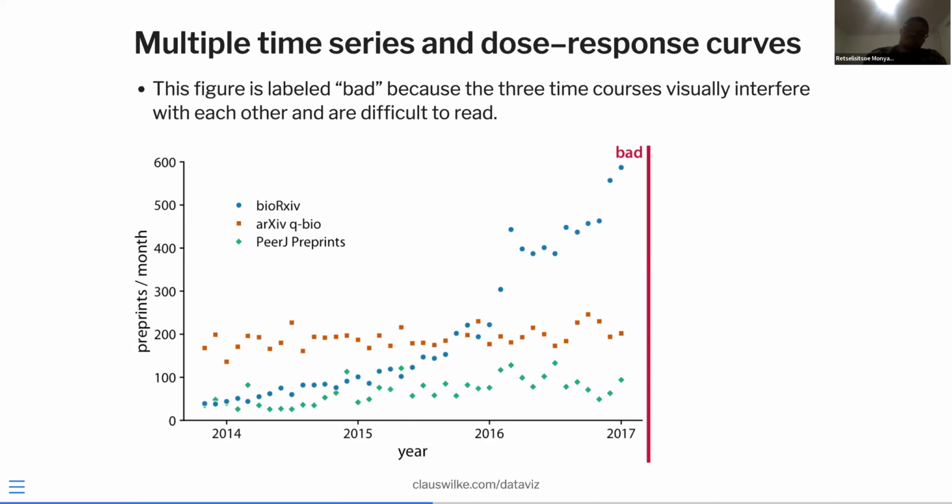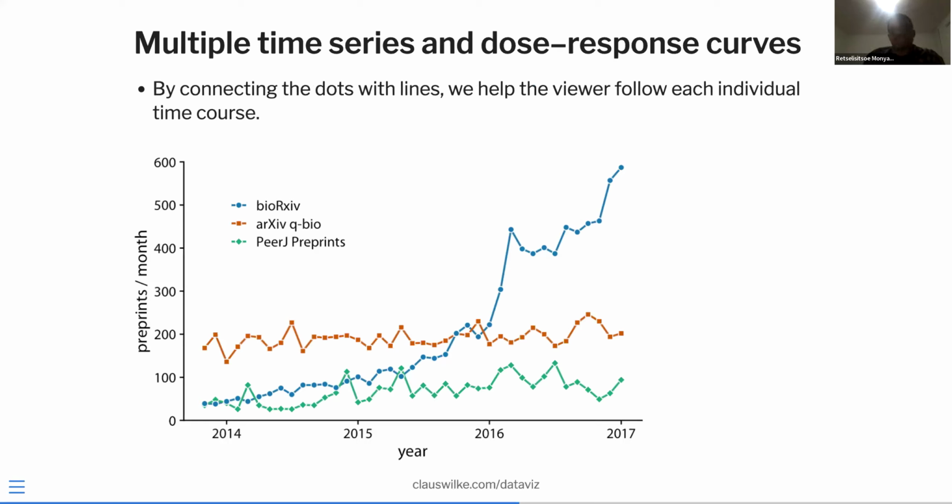And then he talks about multiple time series and those responses. So here we are not just looking at preprints for one server. There are three servers. So he says this figure is labeled bad because the three time courses usually interfere with each other. I don't think people will draw plots like this, but I think he was just trying to make a point. So even here, you just connect the dots with a line. So essentially you've got three line graphs, each one for the particular server.